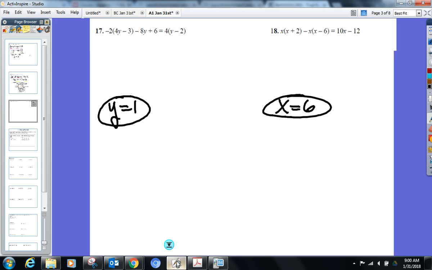For 17, you should be getting y equals 1. And for 18, you should be getting x equals 6. All right, y equals 1, x equals 6. And some of you are checking, and you're like, hey, I must have got it right, because both sides are equal. And that's the great thing, your calculator does the work. If you can't put in the numbers, that just equals laziness. If you're not willing to put in the numbers.